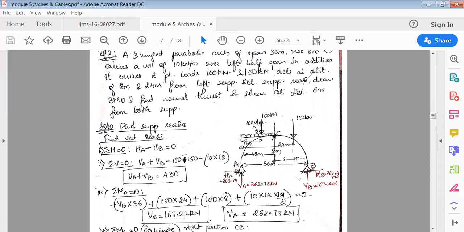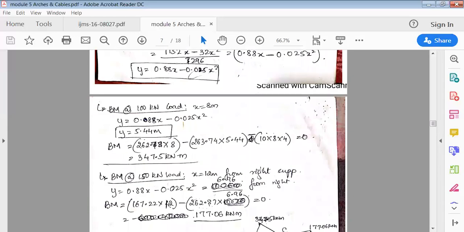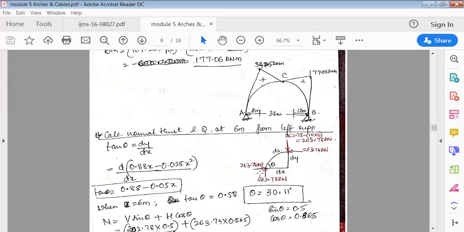So what I'll do is you have to consider this, that is 10 into 6. Why 6? Because we are supposed to find at a distance of 6 meter. UDL is acting throughout 18 meter, but our intention is to find only at 6 meter because it is asked in the question. So it is 10 into 6. It is acting downward, so downward forces are taken negative.